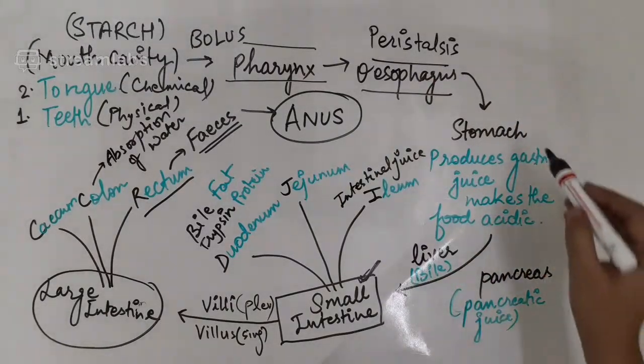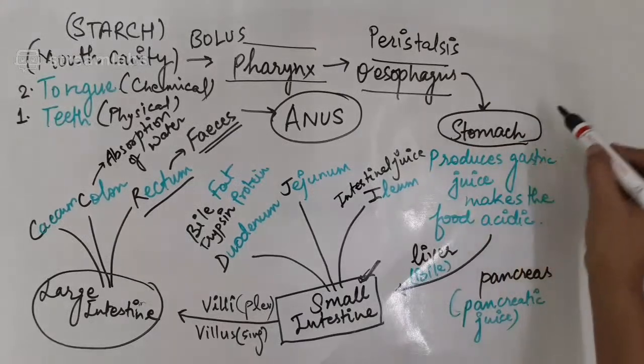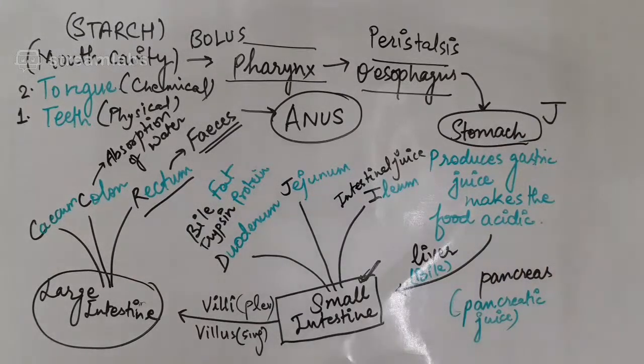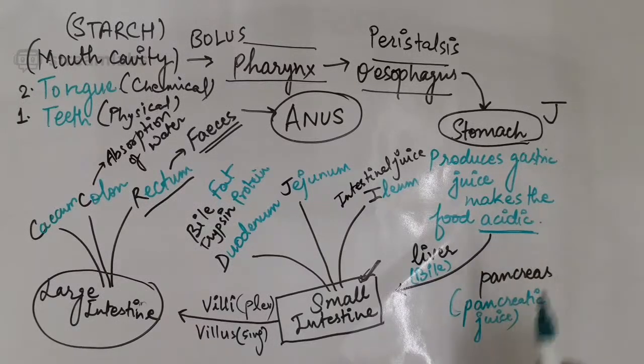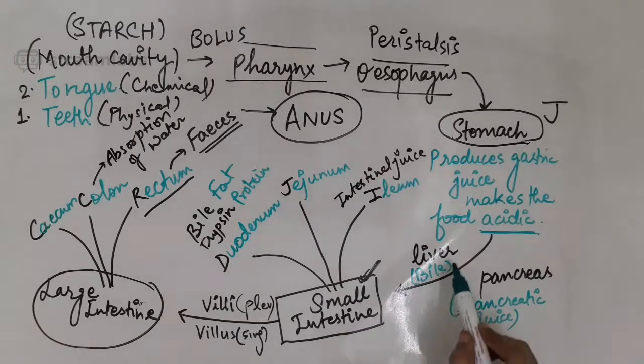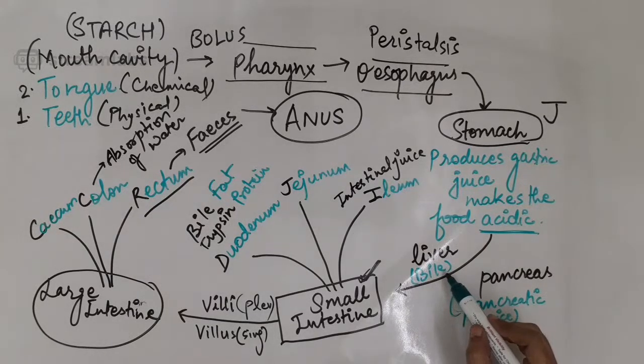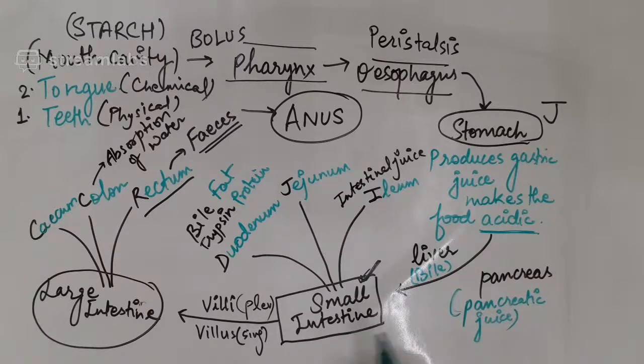After this, when the food reaches the stomach, it is the J-shaped organ which produces gastric juice that makes the food acidic, and the acidity of the food is required for the breakdown of protein particles into simpler form. The liver, which is the largest gland inside the body, produces the bile juice, and the pancreas releases the pancreatic juice containing enzymes like trypsin, lipase, maltase, etc. that will be taken further.